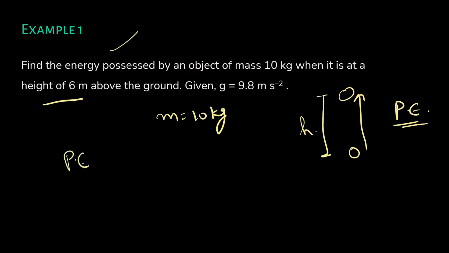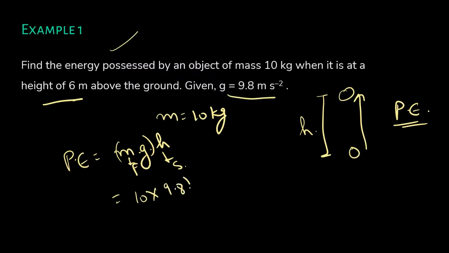We know potential energy is mgh, because mg is your force and h is your displacement in the case of potential energy. Mass is 10 kg. 10 into, if we take g equals 9.8, 10 into 9.8. And what is your height? Height is 6 meters. So what is your potential energy? 98 into 6, that is 588 joules.